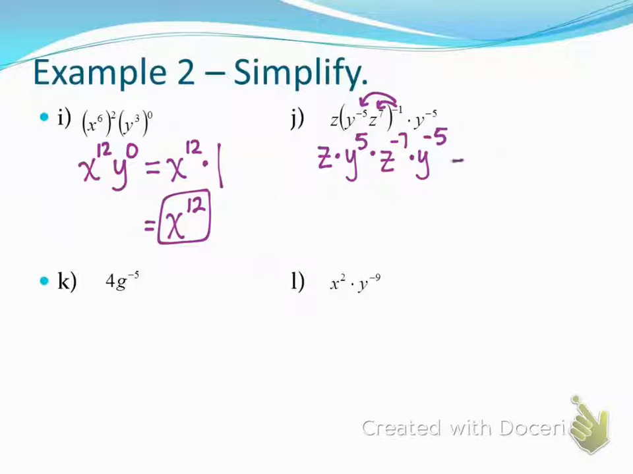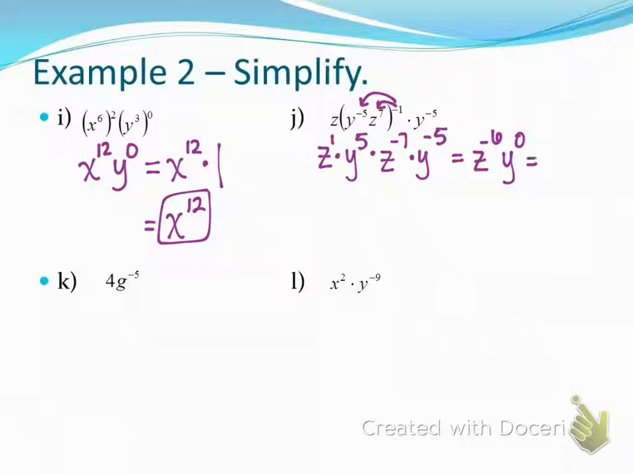Now, if we multiply the same base, what do we do with their exponents? We add the exponents. Okay, so we are going to have z to the -6. Good. This z out in the front has what exponent? A 1. 1 plus -7 gives us -6. The y is going to have what exponent? A 0. 5 plus -5 is 0.